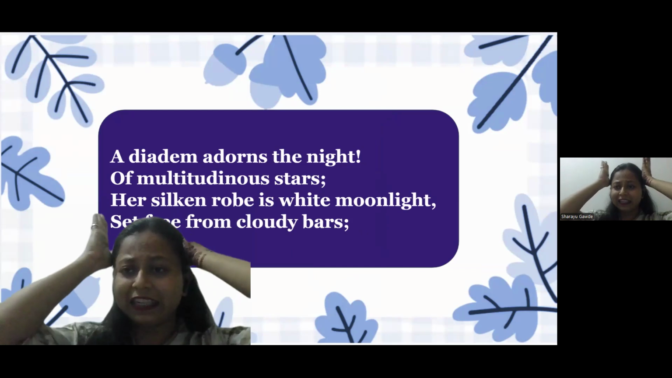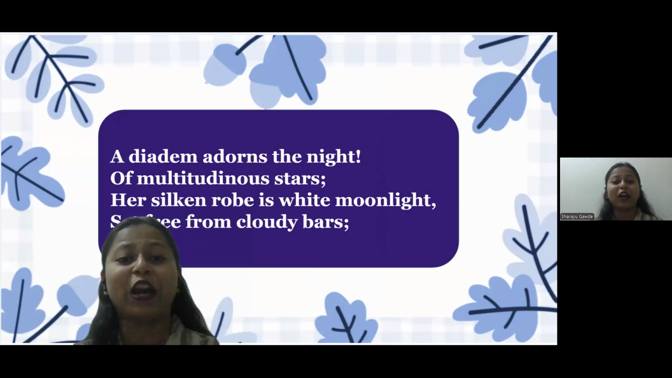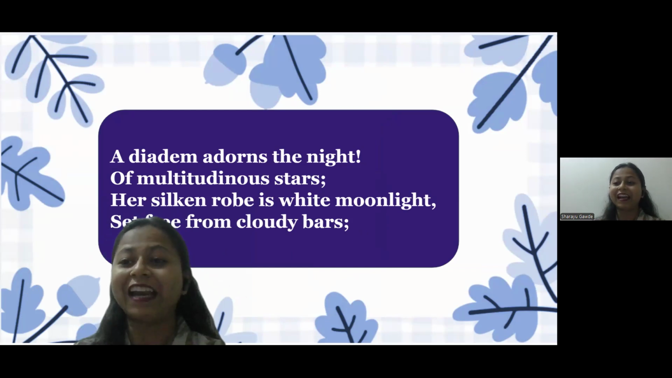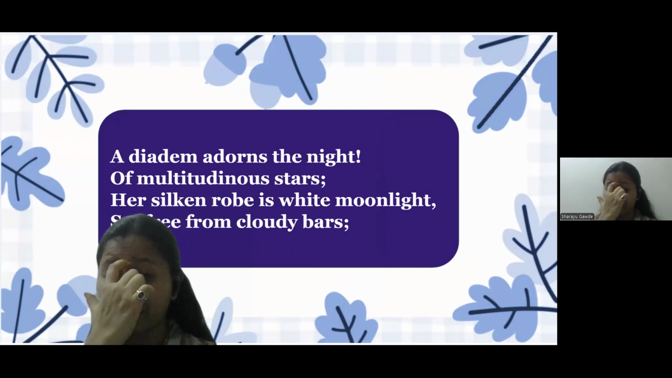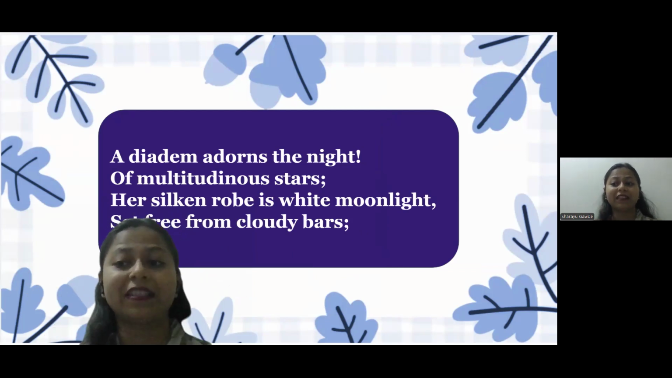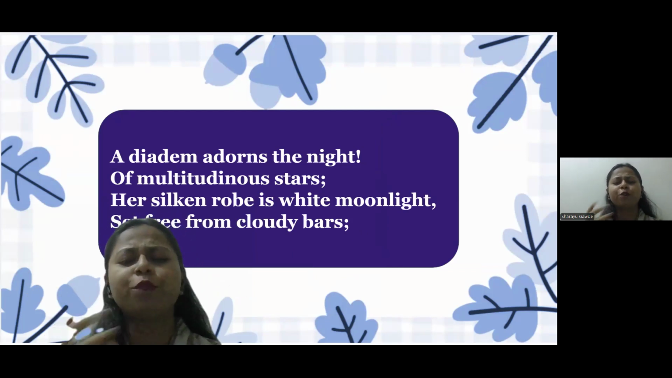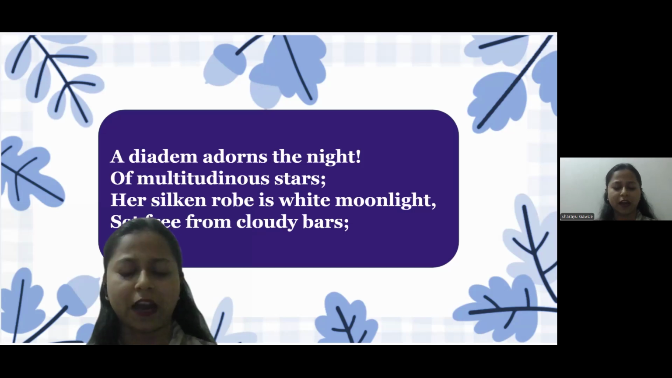So they are saying that there is a diadem. Diadem means a crown. A crown is decorating the night, means the night is decorated with the crown of that autumn season of multitudinous stars. Multitudinous means numerous stars. There are a lot of stars.